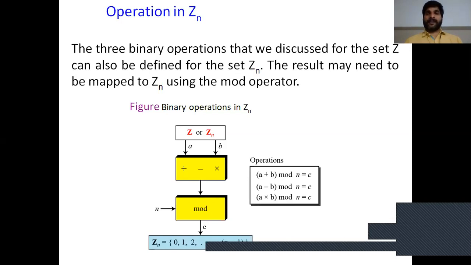The three binary operations that we discussed for the set Z can also be defined for the set Zn. The result may need to be mapped to Zn using the modular operator. Figure: binary operations in Zn. Taking A and B from Z or Zn, with plus, minus, and multiplication, apply the modular division by n. We find C, stored in Zn. We can say that A plus B mod n equals C, A minus B mod n equals C, and A multiply B mod n equals C. So the arithmetic operation is also performed and the modular division applied.